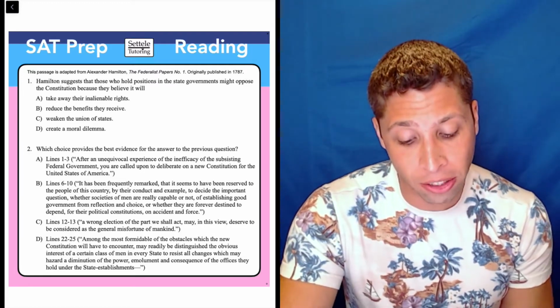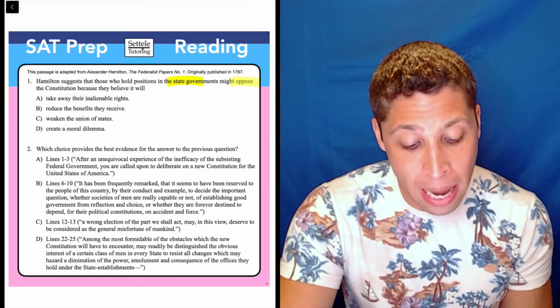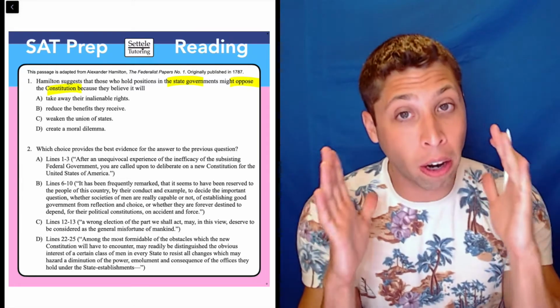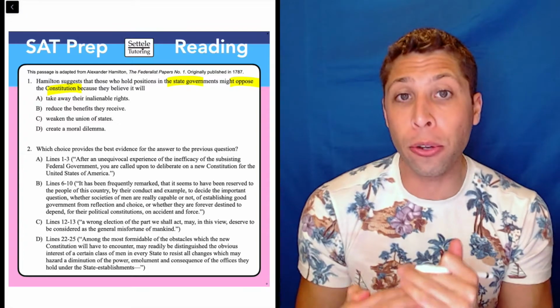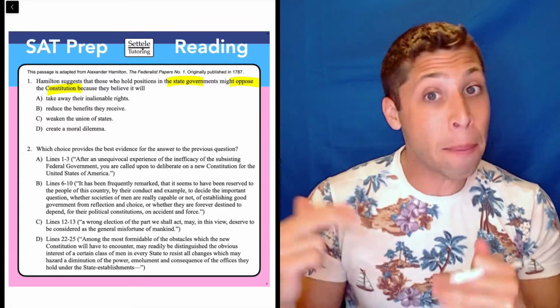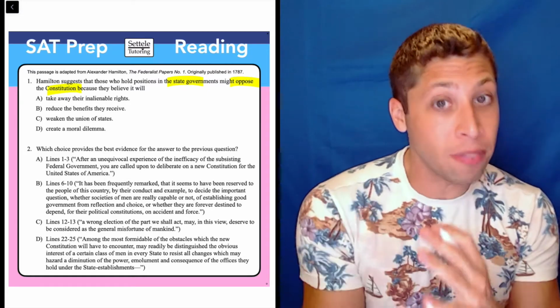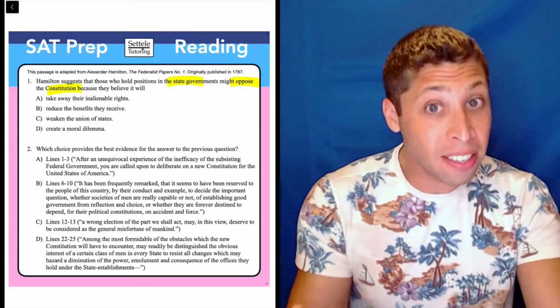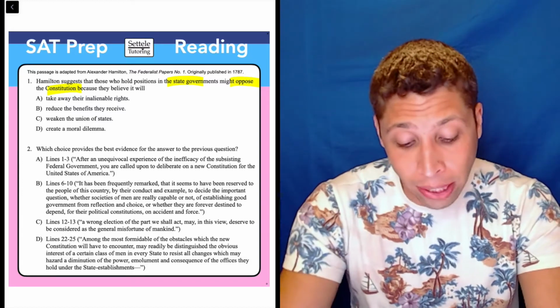So Hamilton suggests that those who hold positions in the state governments might oppose the Constitution because. Okay. Well, there we go. We've got our marching orders. Now we skip down to part two, and we look through these lines, and we're looking for anything that starts to check off those boxes. It might not check off all the boxes as conveniently as we want, but it's going to hit some of those same ideas that we saw in the question. If it doesn't hit any, then it's not relevant. We can cross it out.